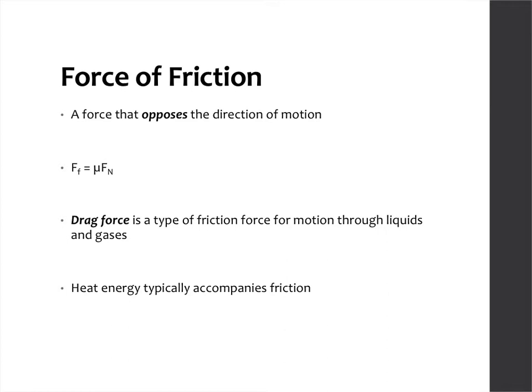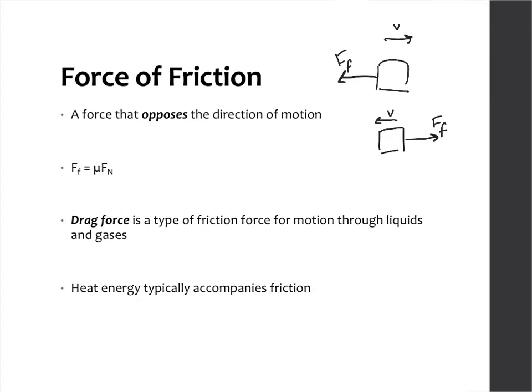So if your object is moving to the right, that means the force of friction will act to the left. Versus if your object is moving to the left, then the force of friction will move to the right. Okay? So it always goes against the direction of motion.